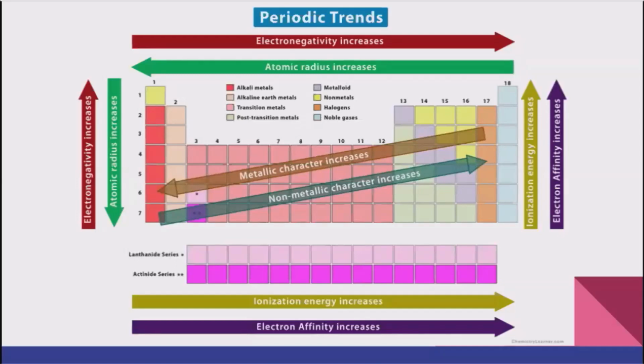And so this is just a handy chart. You can find charts like this on the internet that can remind you. Personally, I have my periodic table, and I actually wrote these arrows down on the periodic table so that whenever I looked at the periodic table, I knew what trends were there and what they were doing.